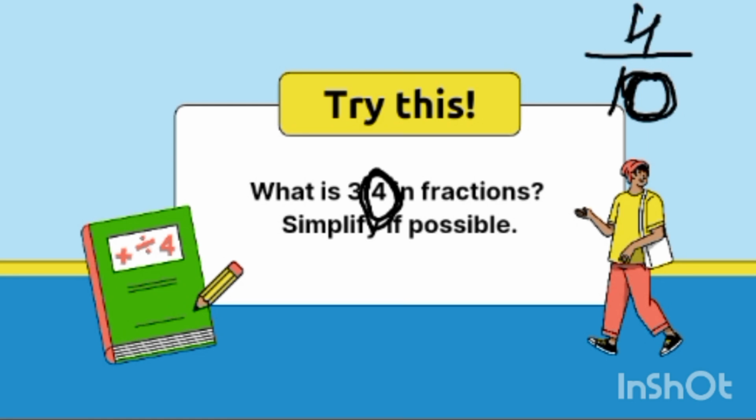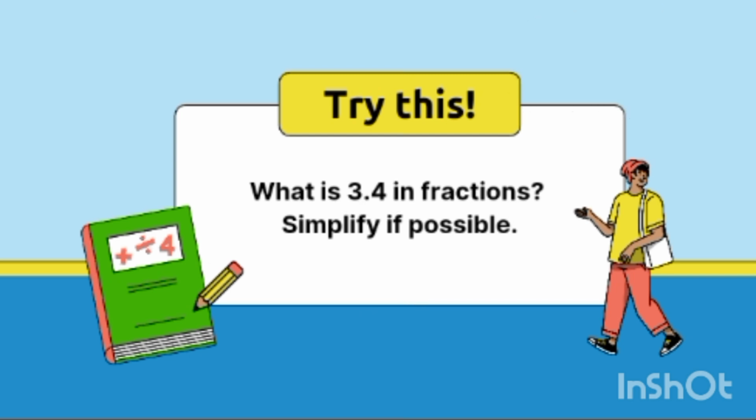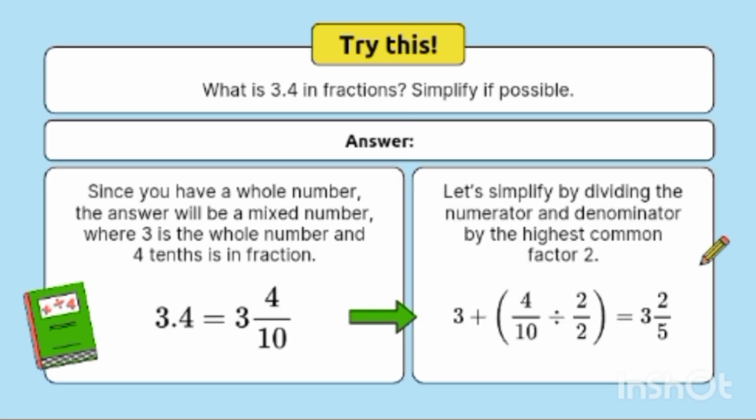If you notice, before the point we have 3, so we will put 3, like this, because 3 is a whole number, and in a fraction we put any whole number like this. Okay, so it means our fraction is 3 4 by 10. So let's check, is this our answer? Yeah, 3 4 by 10.